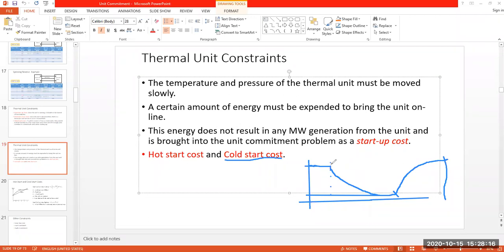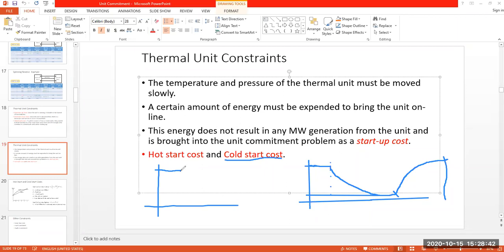So another way to look into the problem is this, the hot start cost. Let me draw another figure here. The hot start cost is, let's say your unit was running. So it was at some certain temperature, right? It was at some certain temperature. So now you decommit the unit. Okay, that means you decommit the unit.